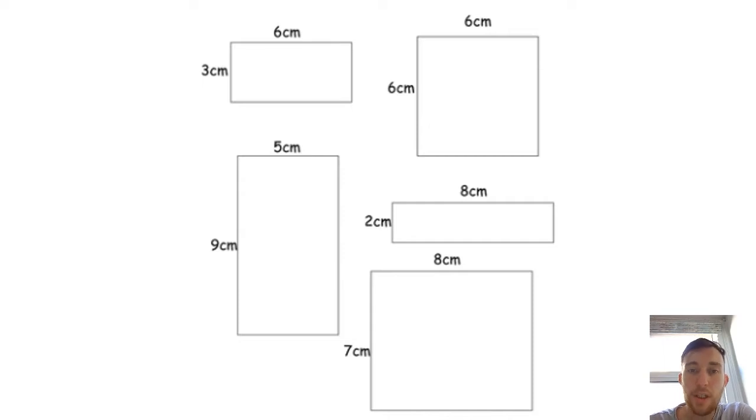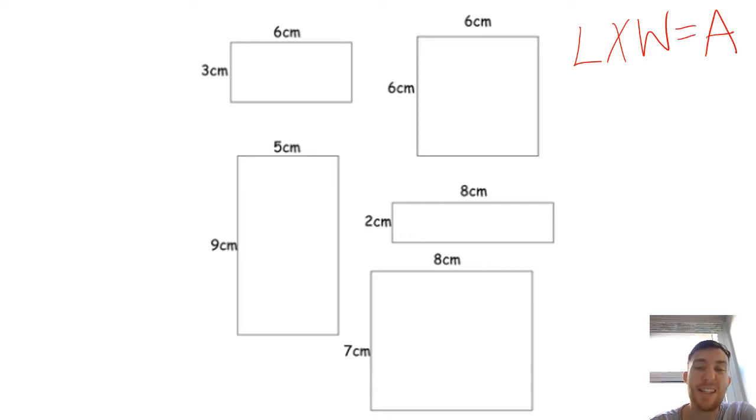Okay, so now we're going to look at some questions, but obviously in the questions in year 6, they're not going to have the squares inside the shapes for you to easily count. So that's why it's really important that we remember to use that formula. Length times width equals area.